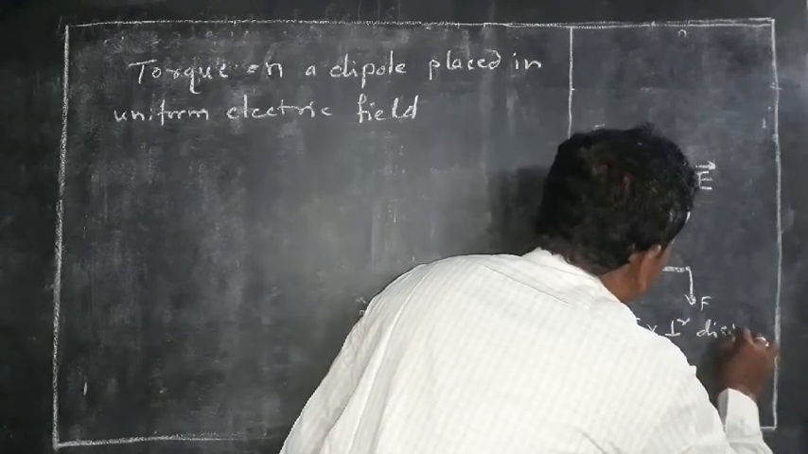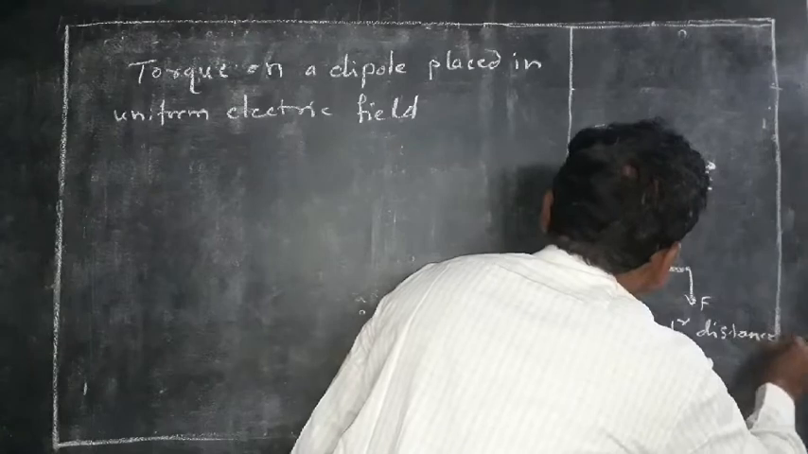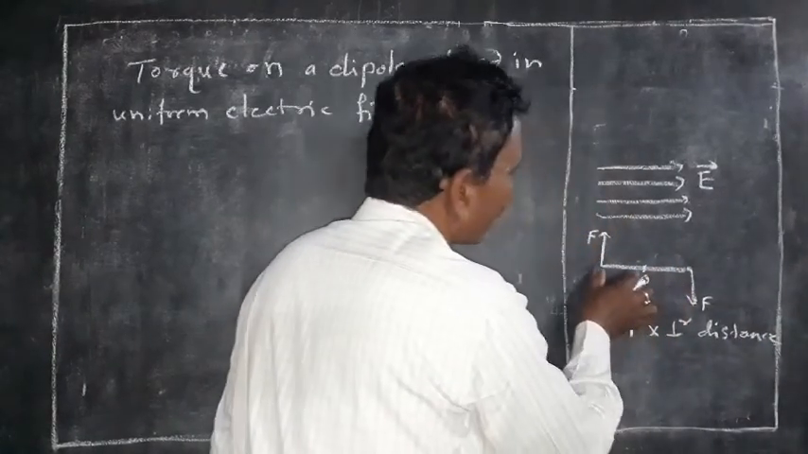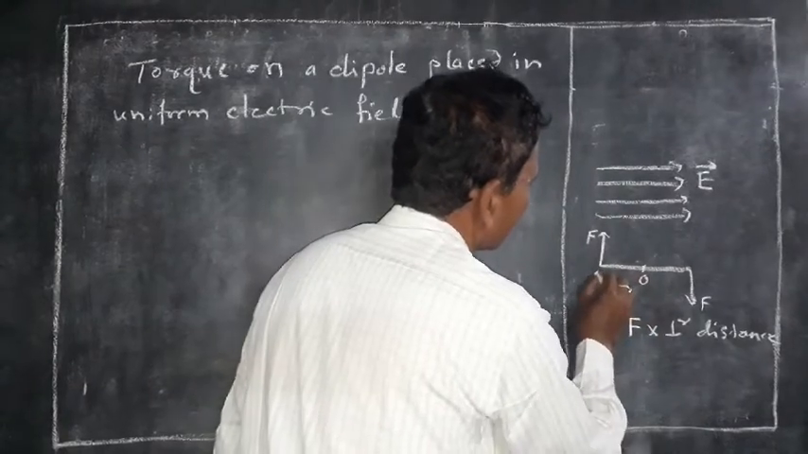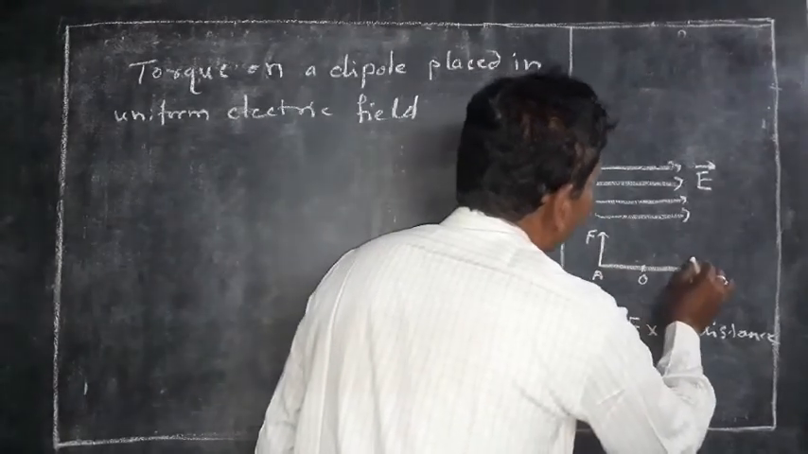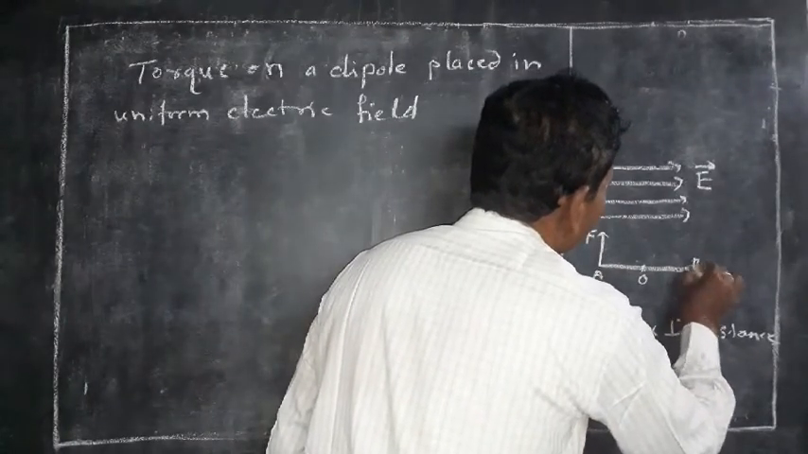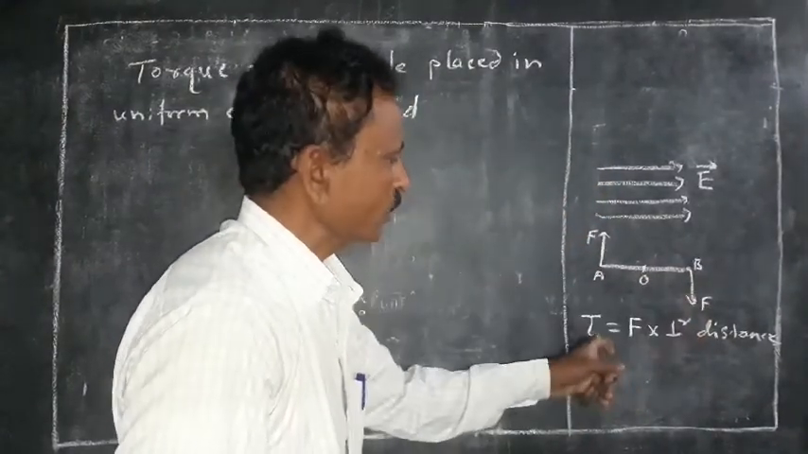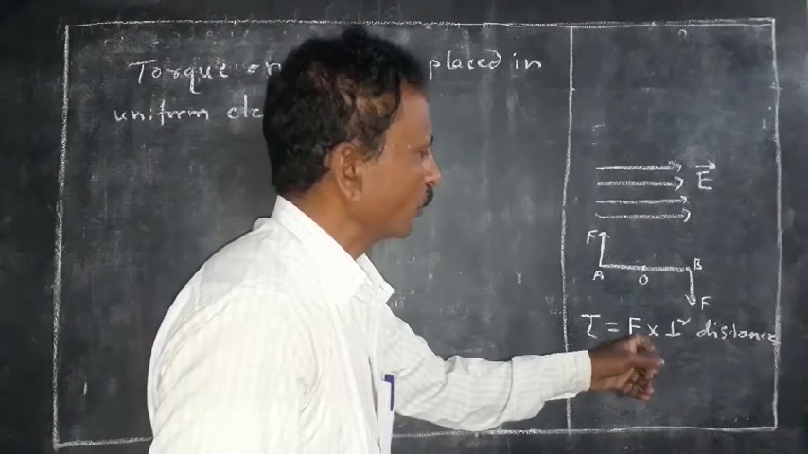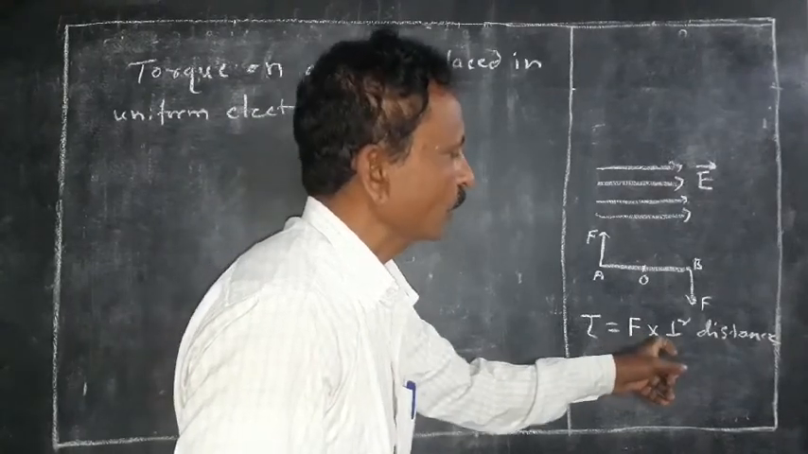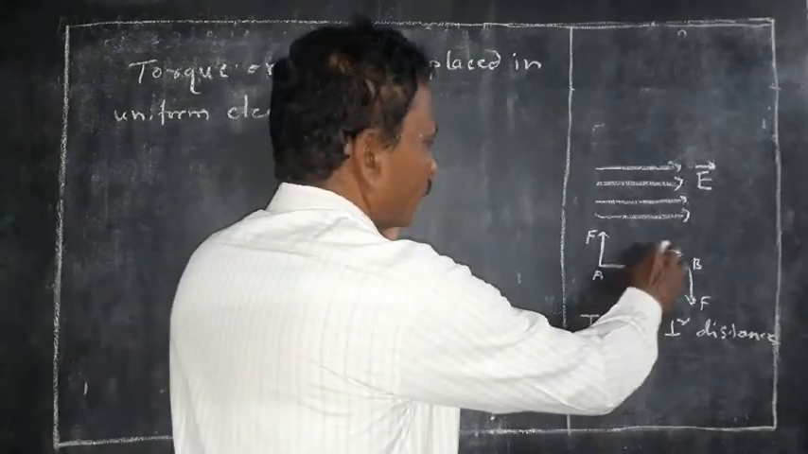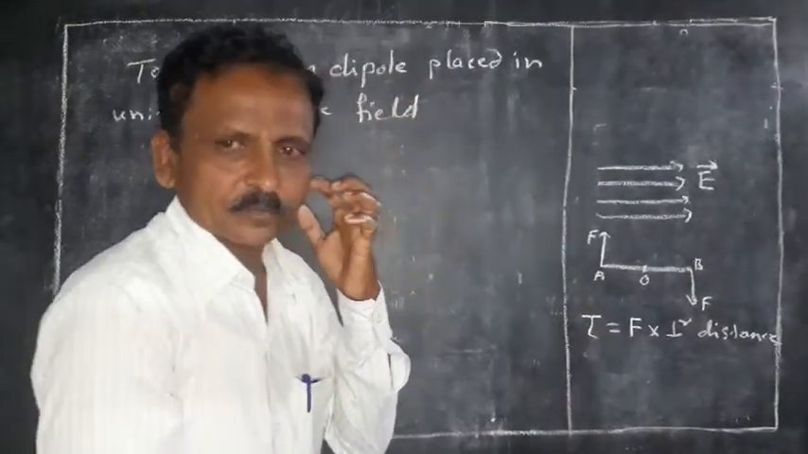Perpendicular distance. Let O be the midpoint. Then OA and OB are the perpendicular distances to the point of action of the forces. Hence torque is equal to either of the forces times the perpendicular distance from the axis of rotation. Clear?